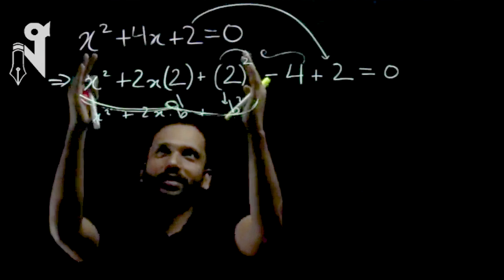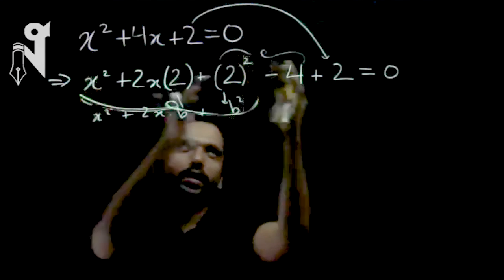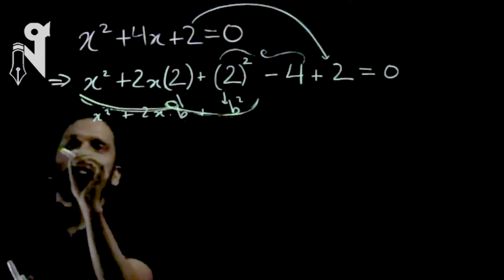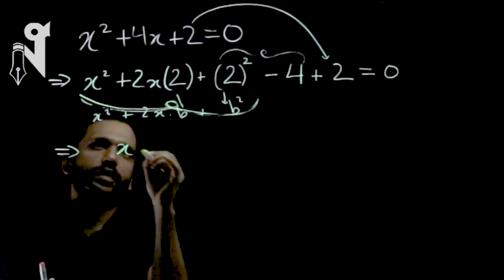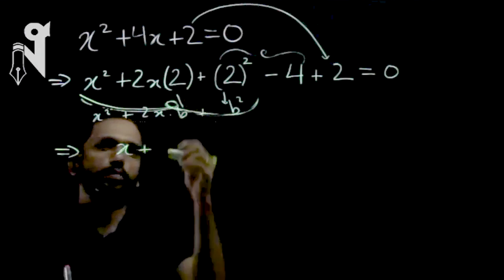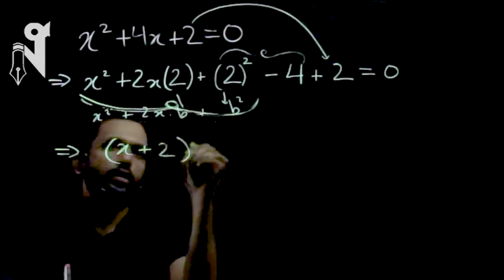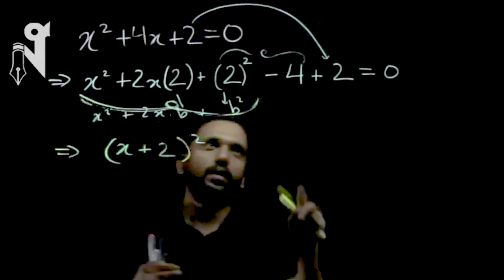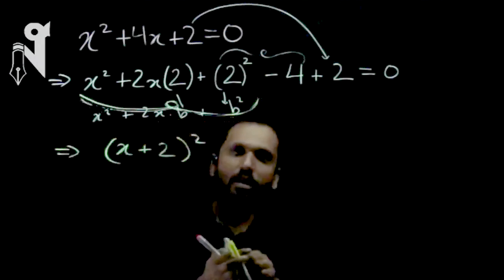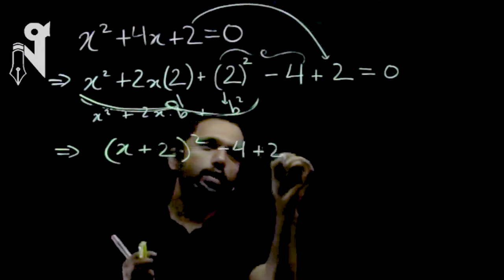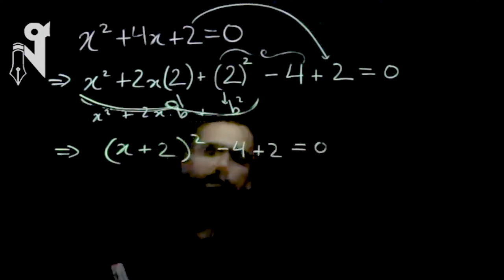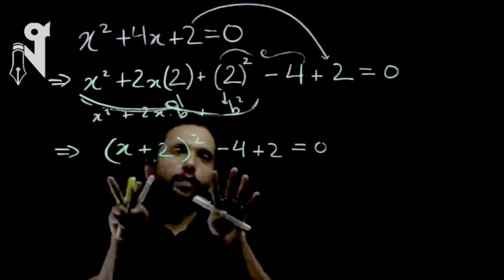The initial three terms are a whole square, and the rest are just numbers. So what I can write is the three initial terms as (x + 2) whole square. What's my b? B is 2. That's my three terms. And what is remaining is minus 4 plus 2, equal to 0. Now this is the format I wanted.